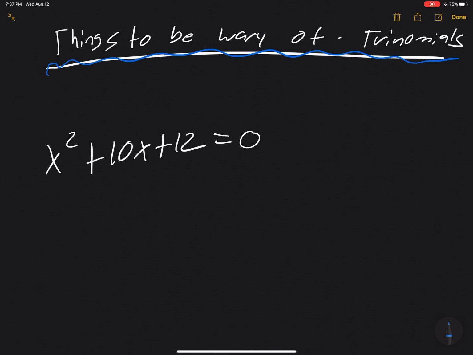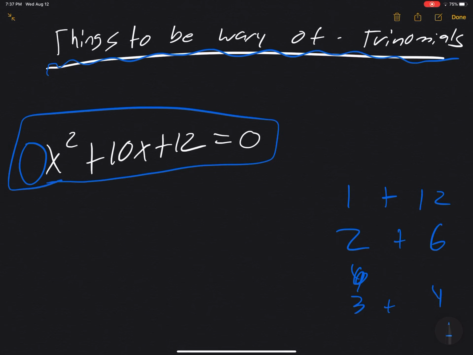We know, with our rules, that there's no number up front, so all we have to do is find two factors of 12: 1 and 12, 2 and 6, 4 and 3, 3 and 4. Two factors of 12 that multiply together to equal 12 but add up to equal 10. Well, 12 plus 1 isn't 10, 6 plus 2 isn't 10, and 3 plus 4 isn't 10. So as of right now, we can't find a solution to this equation. We can't find factors that fit this polynomial.